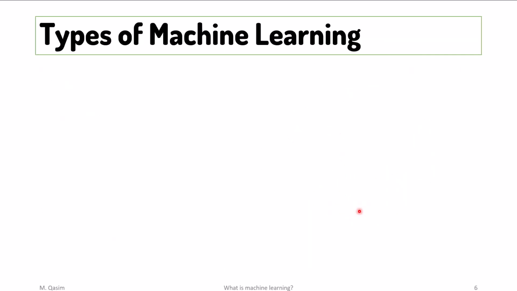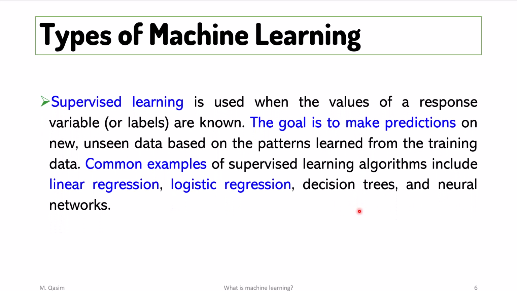Okay, let's discuss in detail the types of machine learning. Now we have supervised learning. Supervised learning is used when the values of a response variable are known. So in supervised learning, we have a labeled dataset consisting of input variables and corresponding output variables. The goal is to train a model that can learn the relationship between the input and the output variables. Common examples of supervised learning algorithms include linear regression, logistic regression, decision trees, and neural networks. These are the common examples of supervised learning.